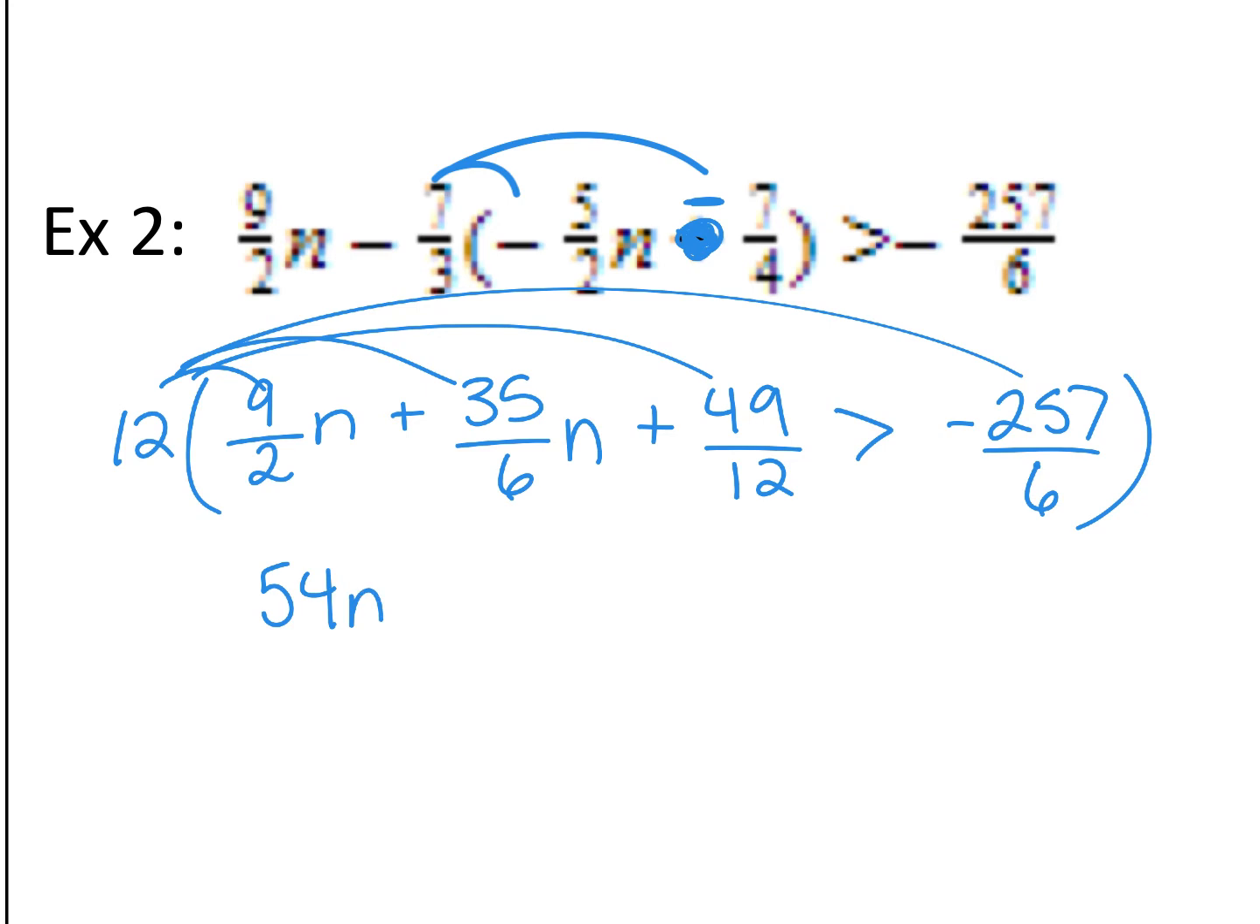12 times 35 over 6 is 70 in. 12 times 49 over 12 is 49. And then it's greater than 514. Just add your ends. It's -514, right? Yeah. Okay.